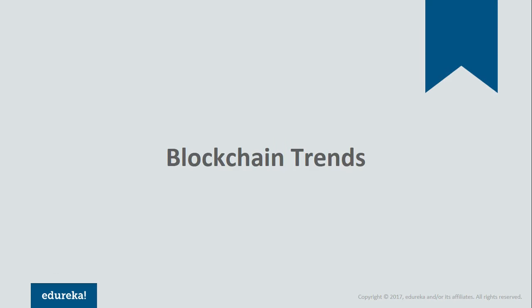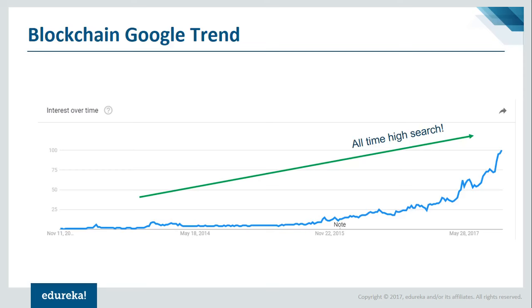Now let's just take a look at the blockchain trends. Before I go on, this is just a Google Trends graph that shows the growth of blockchain in the past few years. Now if you see the trend, the growth with respect to blockchain came in 2015 and is growing quite rapidly.